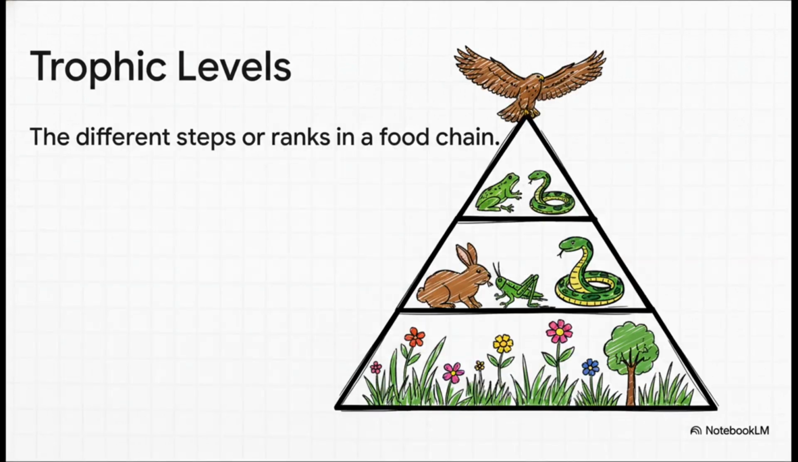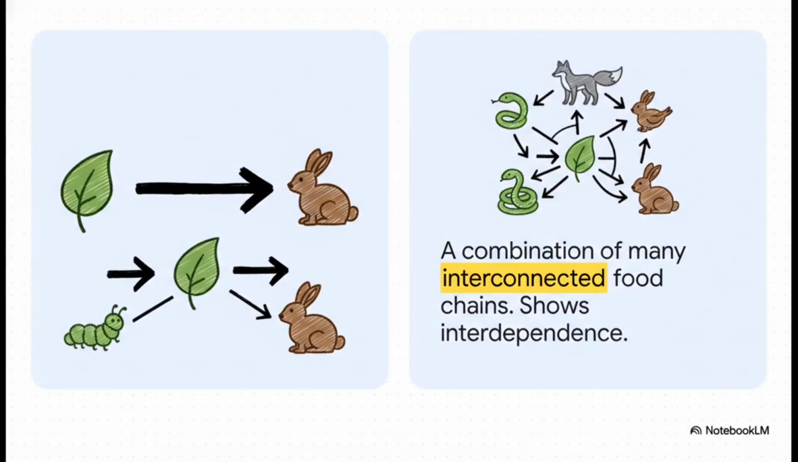Now, each step in this food chain has a special name. We call it a trophic level. Think of it like ranks in your class or levels in a video game. At the very bottom, level 1, you always have the producers, the plants. At level 2, you have the primary consumers, the herbivores that eat the plants. At level 3, you've got the secondary consumers, and so on, all the way up to the top boss, the tertiary consumer.